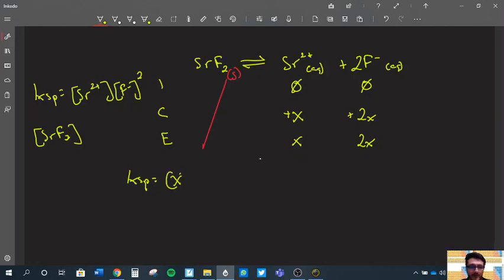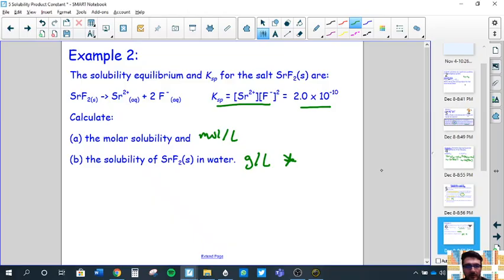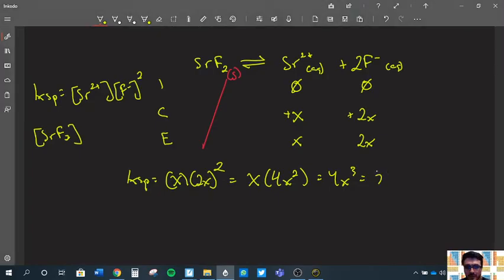And we get x times 2x. Of course, there's a 2 here from that coefficient, so don't forget that. So we get x times 4x squared, which gives us 4x cubed. And then that small value, 2 times 10 to the negative 10, from the question. So all we'll do here is divide both sides by 4, and we get 5 times 10 to the negative 11.